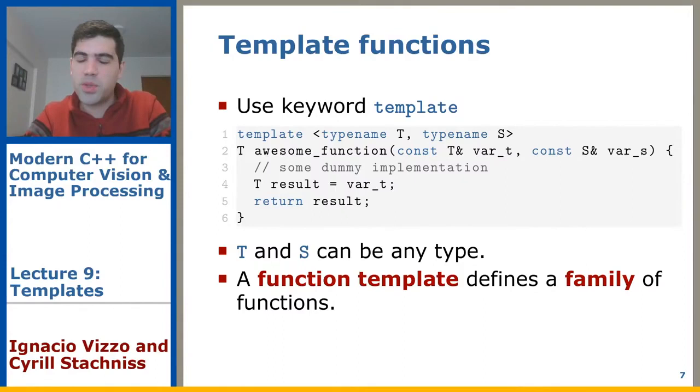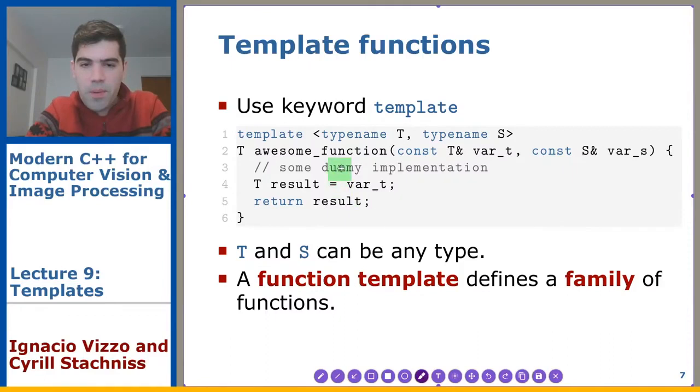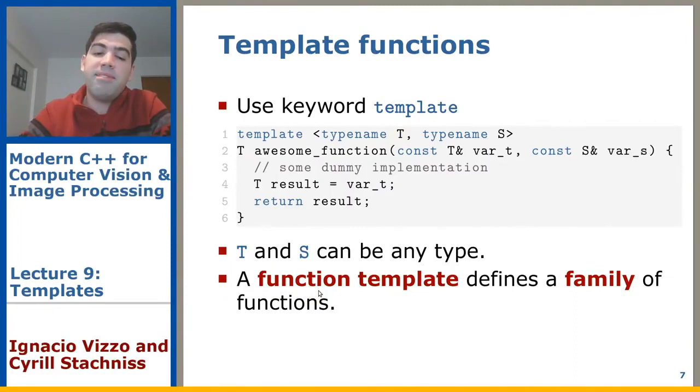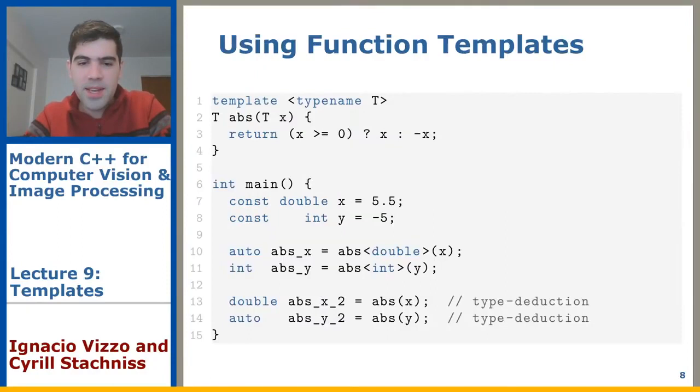So the template functions use the keyword template. And usually this type here is T. It's common, but you can use bananas here. This is a name, so you pick it. In this case, this template function will take as template arguments two types. One is T, another one is S, and in this case, we'll do something, right? And then remember that a function template defines a family of functions. It's not a function itself. And this is one example of using template functions.